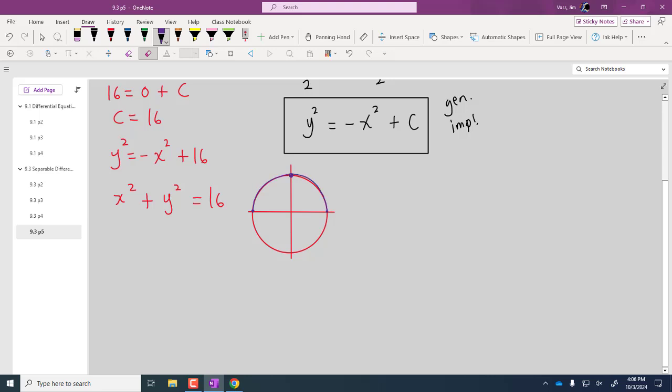A circle has two implicit functions. The top half is a function, and the bottom half is a function.